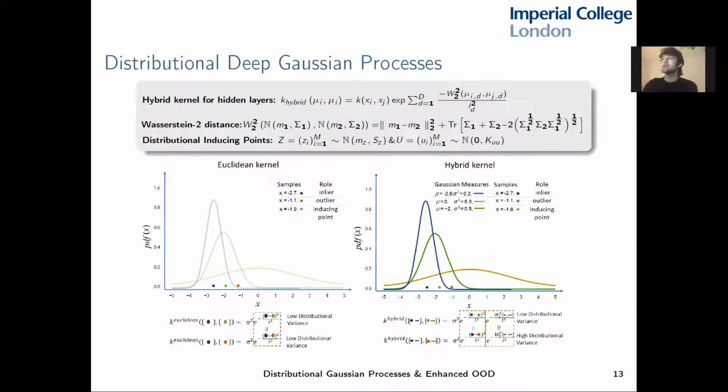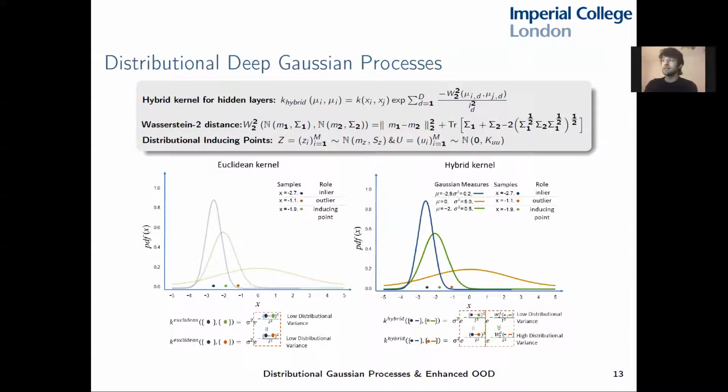For the hidden layers of the deep GP, we can introduce this hybrid kernel, which is essentially the Hadamard product between a standard Euclidean space kernel and a kernel with Wasserstein 2 distances between the Gaussian measures stemming from the previous GP layer. Because if you remember, for any data point, a GP returns a Gaussian distribution. We have an analytic formula for the Wasserstein 2 distance between multivariate normals, which is good.